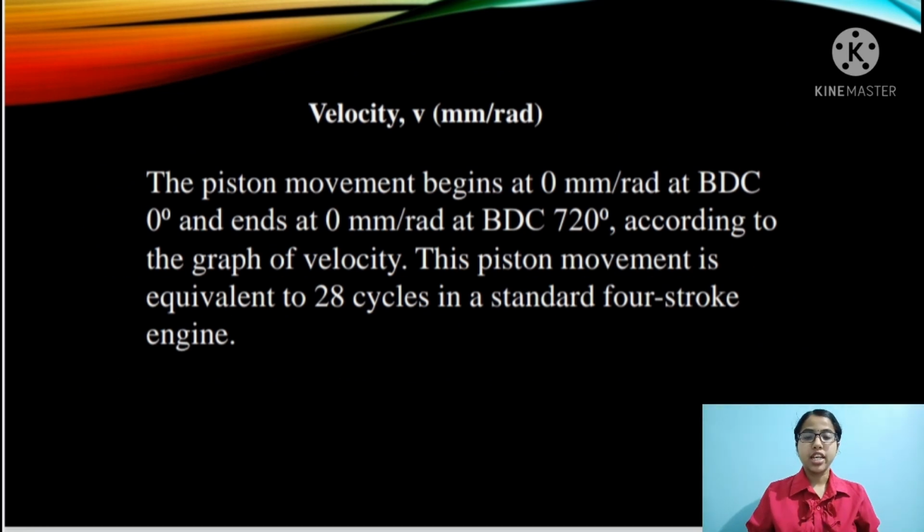Next is velocity. The graph of velocity shows that the piston movement begins at 0 mm over radian at BDC 0 degree and concludes at 0 mm over radian at BDC 720 degree. A 4-stroke engine's 720 degree cycle is the same as this piston movement.